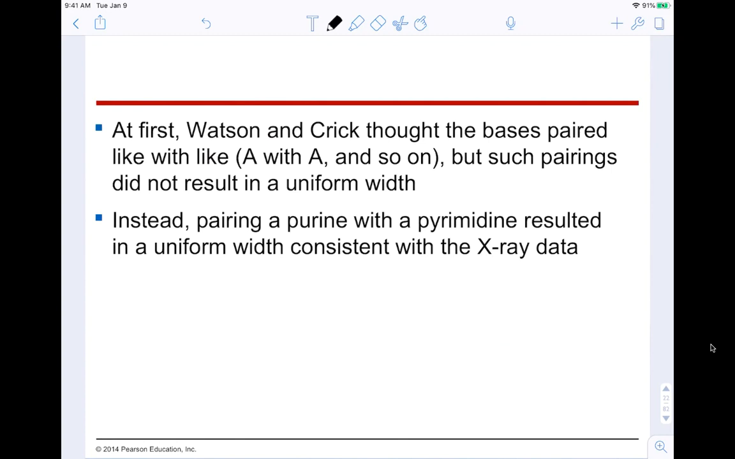At first, Watson and Crick thought the bases paired like with like, so A pairs with A and so on, but such pairings did not result in a uniform width. So instead, pairing a purine with a pyrimidine resulted in a uniform width consistent with the X-ray data. Okay. So the purines and pyrimidines are two classes of nucleotides, and it has to do with their shape and their size. So let's look at that.